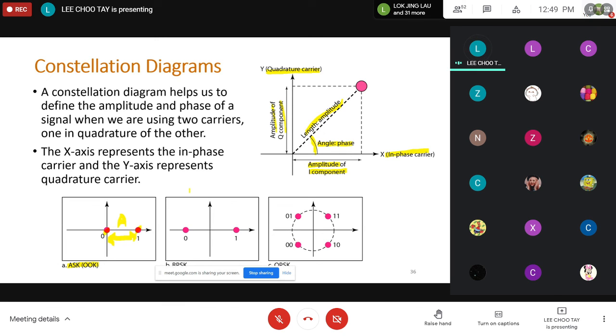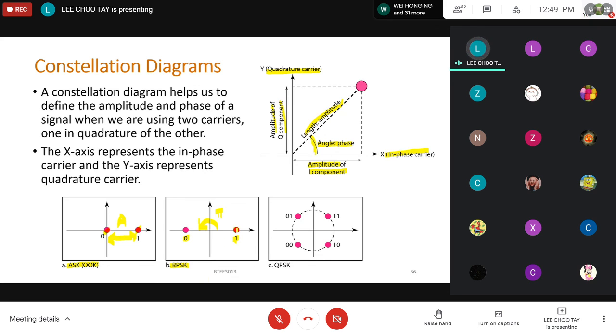And then for BPSK, we transmit 1 with a carrier of a certain amplitude, and the phase angle is 0. This is where I transmit my 1. But I transmit a binary 0 with the carrier of the same amplitude, but the phase angle is now pi, 180 degrees. This is pi. So this is for binary PSK.